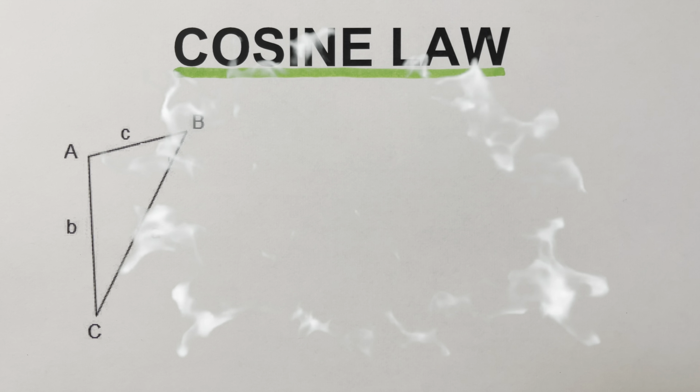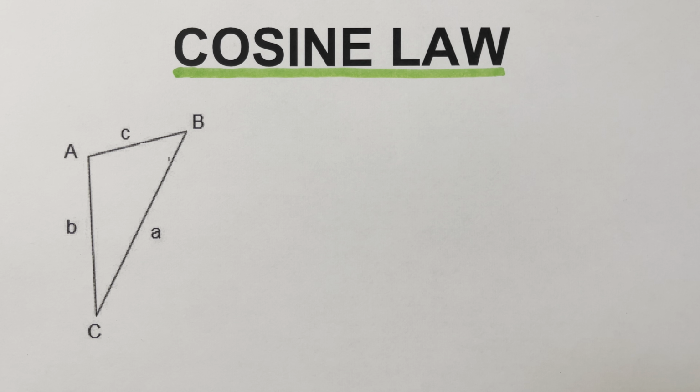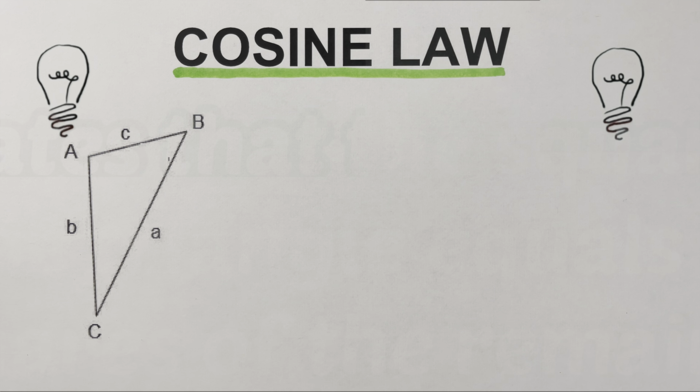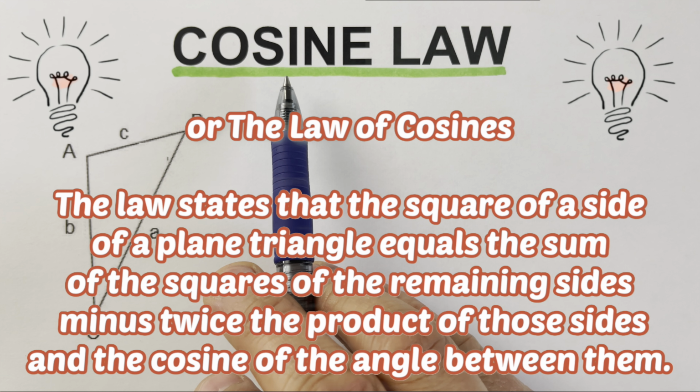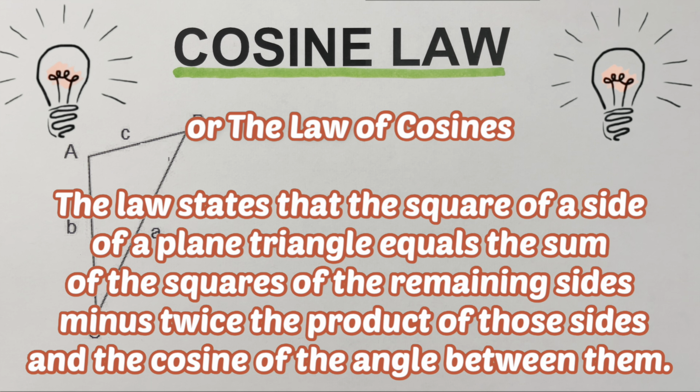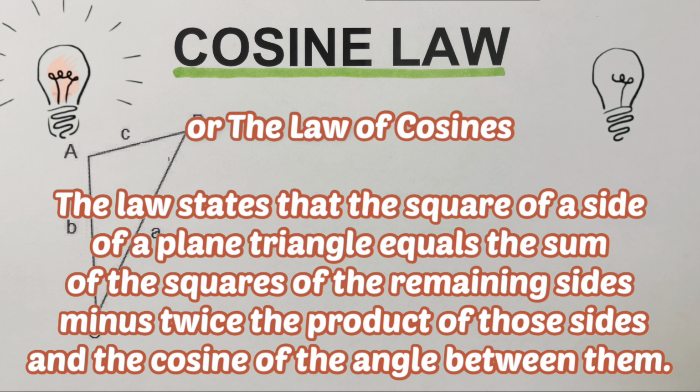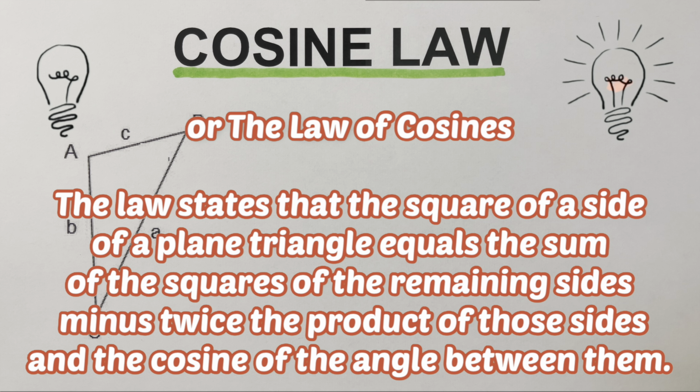Hello everyone. In this video, we're going to look at the definition and formula of the cosine law, otherwise called the law of cosines. Please remember that the cosine law states that the square of a side of a plane triangle equals the sum of the squares of the remaining sides minus twice the product of those sides and the cosine of the angle between them.